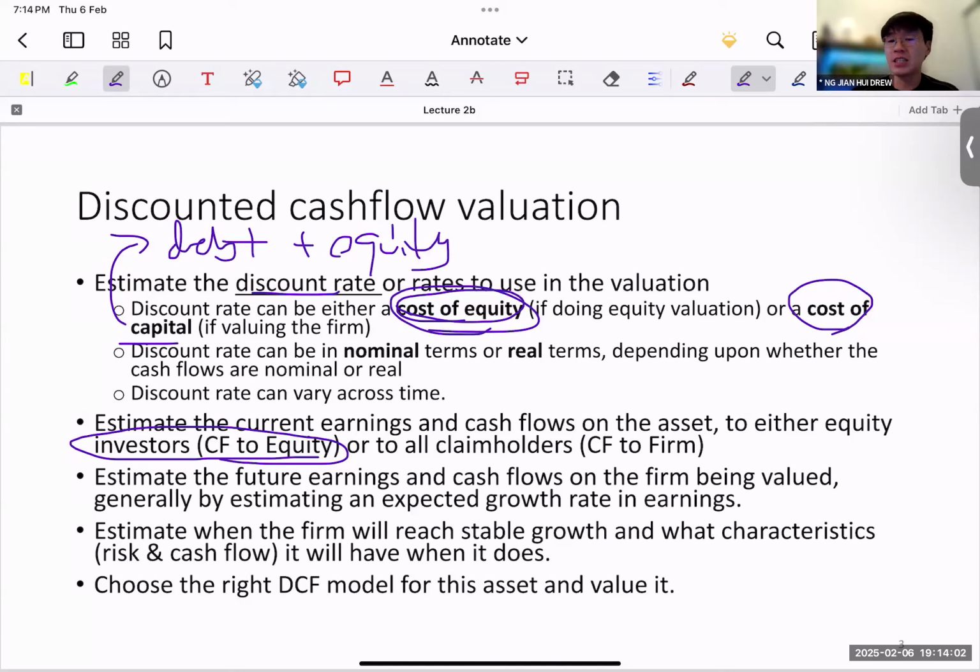Okay, so the first step, as we can see here, is determining what's the discount rate, right? Once we know what's the discount rate, then we look at, are we going to discount it on nominal terms or real terms, right? Nominal meaning just the actual rate, or real means that you need to consider inflation, right? So inflation has to be considered, and you use the Fisher equation to determine the real rate.